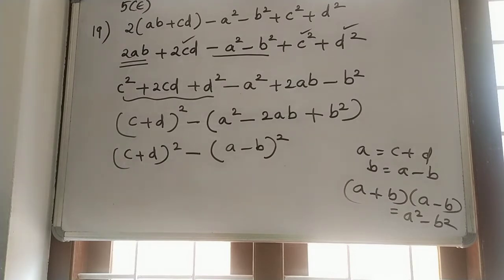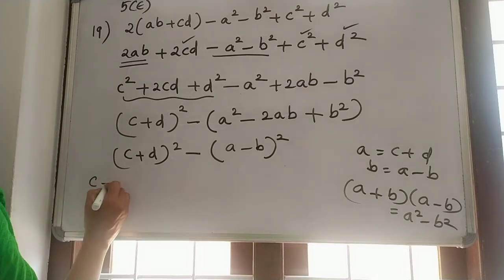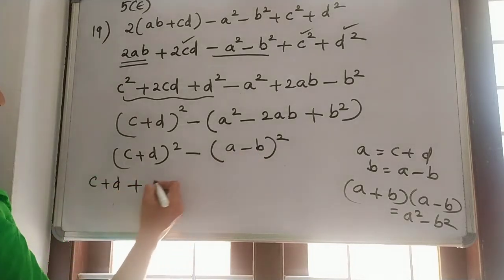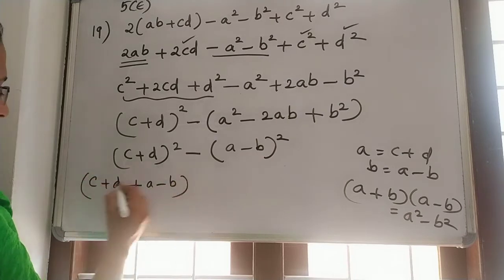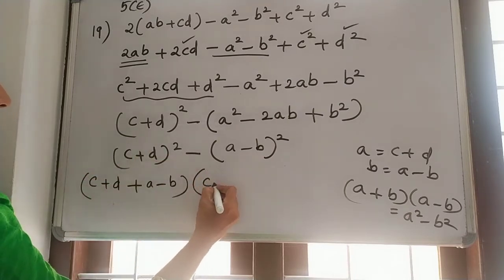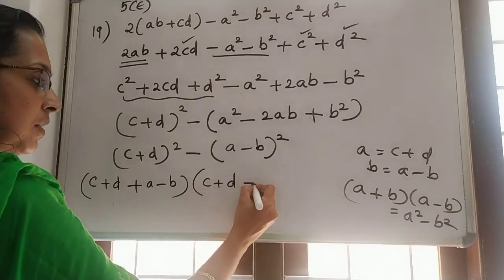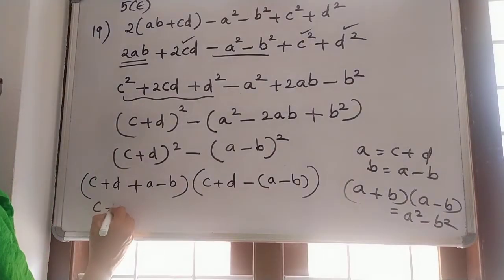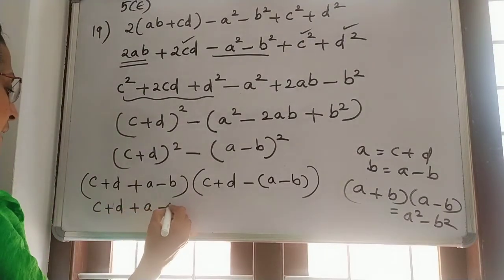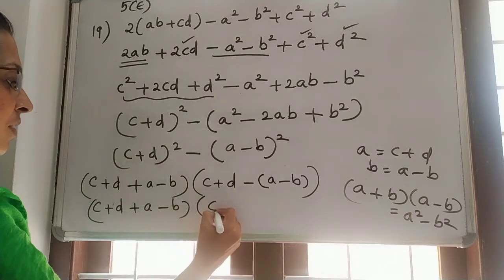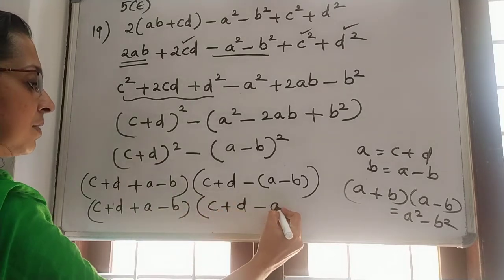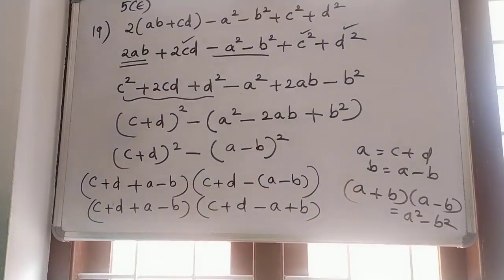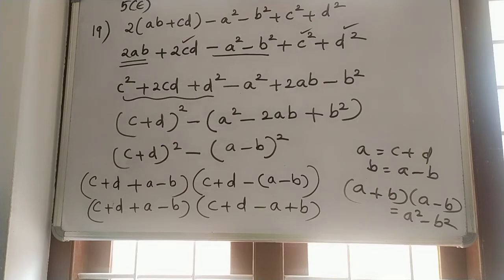Same thing, no? So, how can we write this? A square minus b square. So, c plus d plus a minus b. A plus b into a minus b means c plus d. Minus is there. So, we want to put a bracket. Minus a minus b. So, c plus d plus a minus b into, change the bracket, c plus d minus a plus b. So, c plus d plus a minus b into c plus d minus a plus b. Okay.